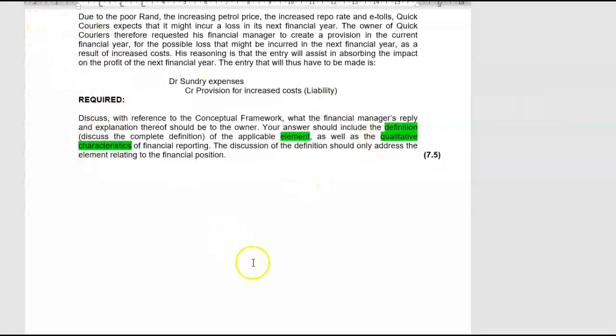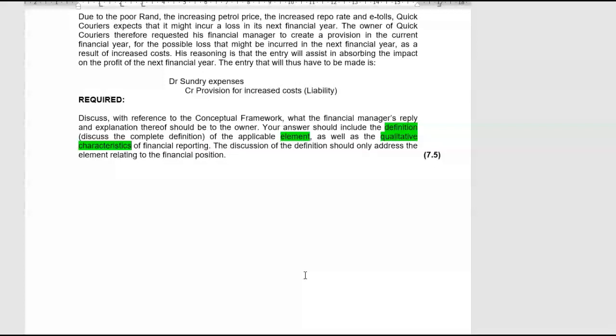So it is a dual type of question. The 7.5 is the number of marks that the question counts. The discussion of the definition should only address the element relating to the financial position. So it's only about the liability, it's not about the expense. Financial position: liability, assets, and equity.